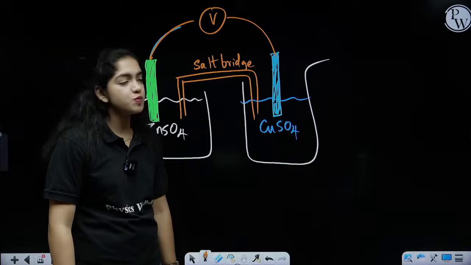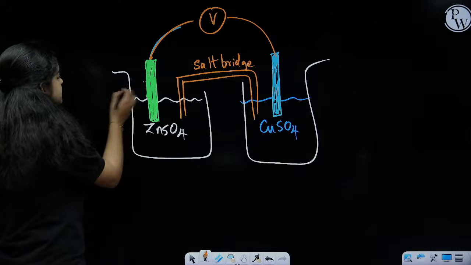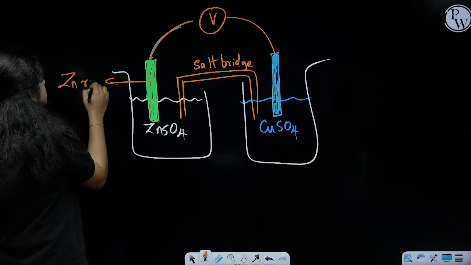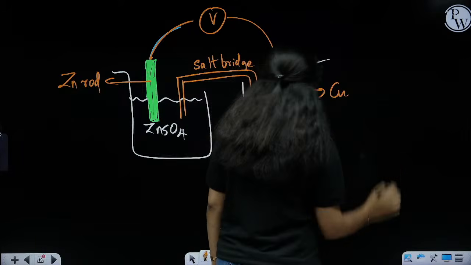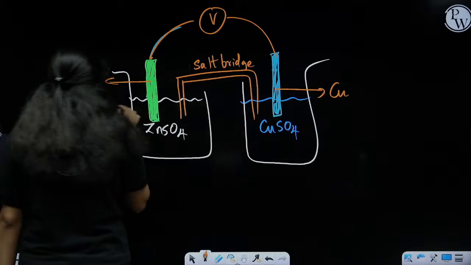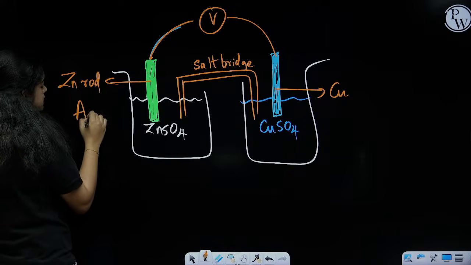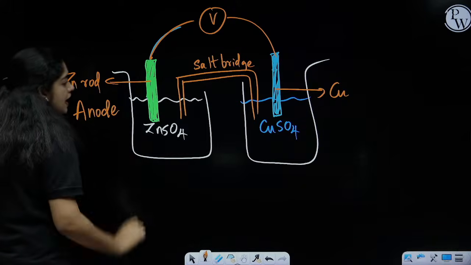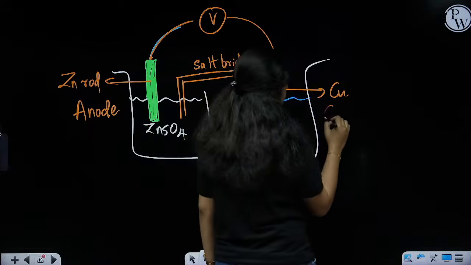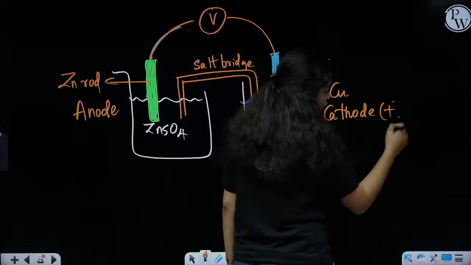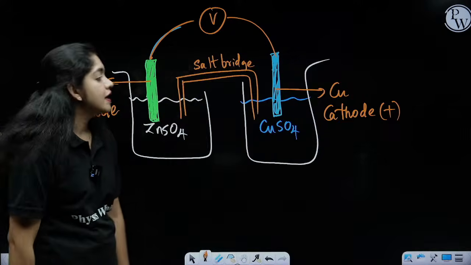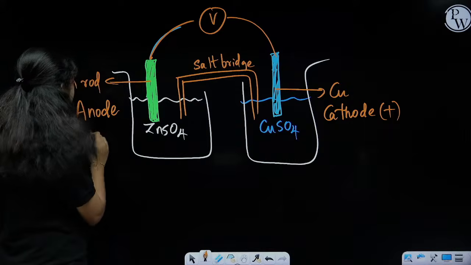Now we are going to mark the things. So this is the zinc rod, and this is the copper rod, Cu rod. The zinc rod will be the anode. Copper is the cathode. And the cathode will be positive. Learn the sign, that is very, very important. Cathode is positive and anode is negative.